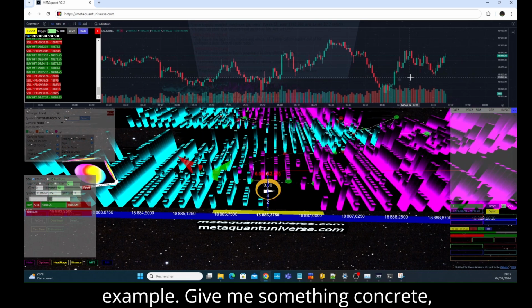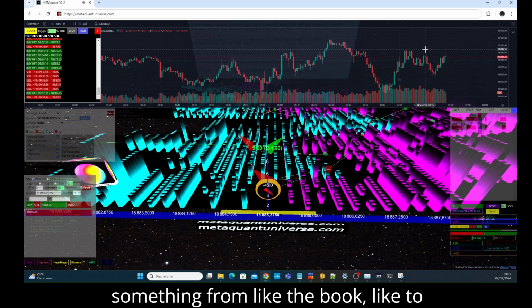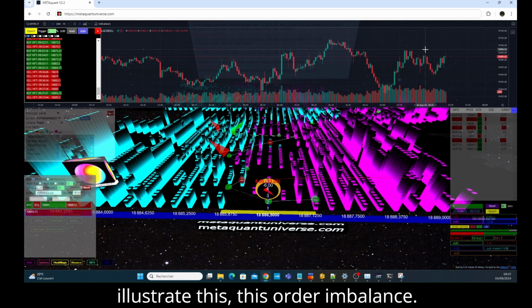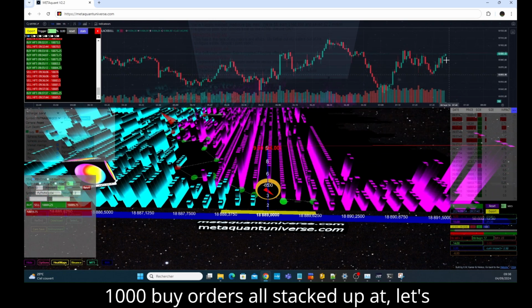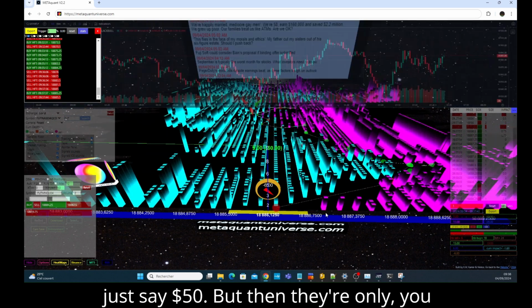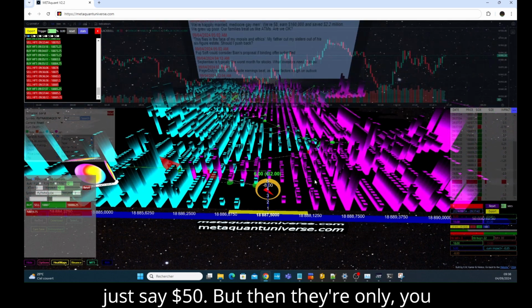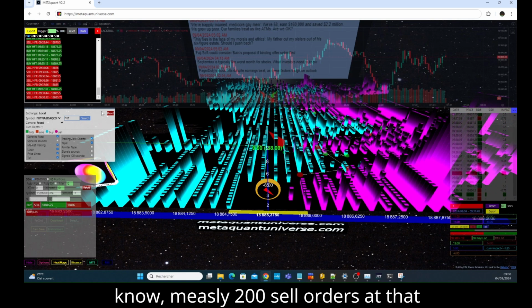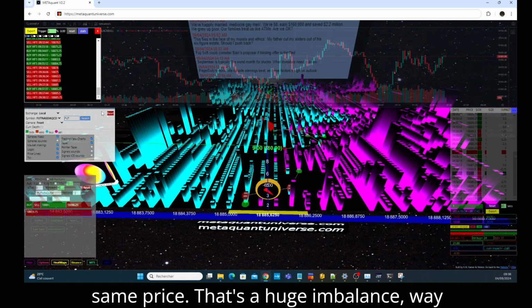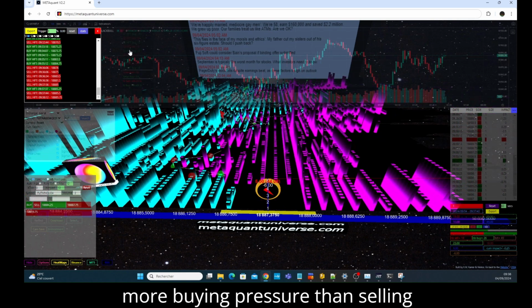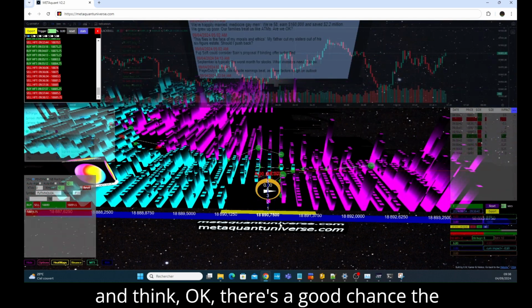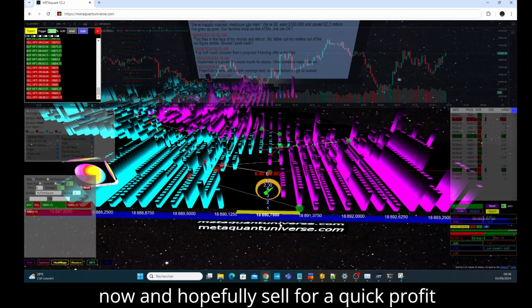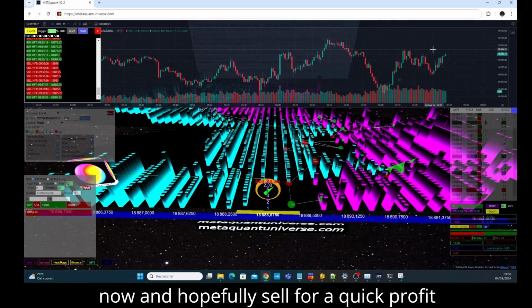Give me something concrete, something from the book, to illustrate this order imbalance. Sure. Imagine you see 1,000 buy orders all stacked up at, let's say, $50. But then there are only a measly 200 sell orders at that same price. That's a huge imbalance, way more buying pressure than selling pressure. A scalper might see that and think, okay, there's a good chance the price is about to go up. I could buy in now and hopefully sell for a quick profit when it jumps.